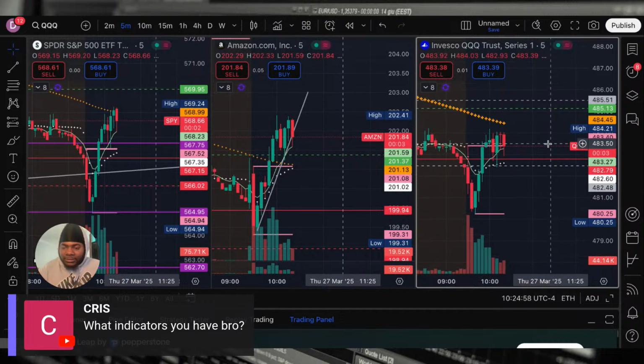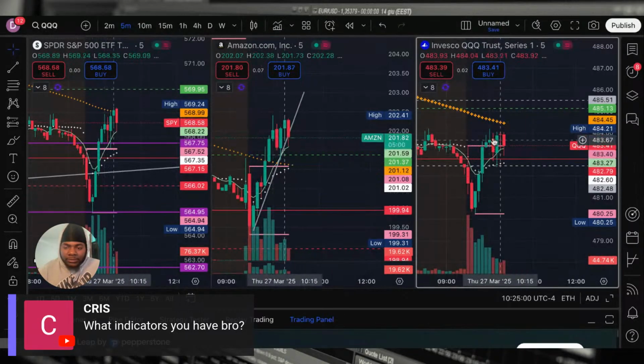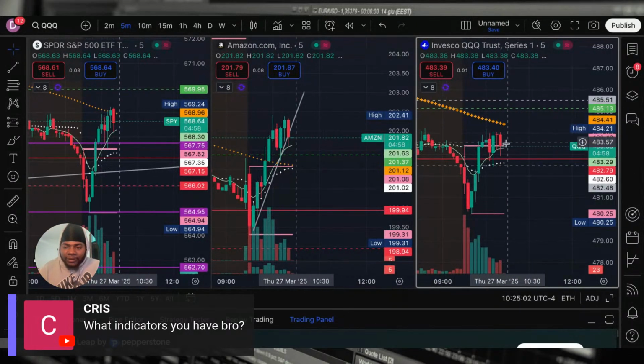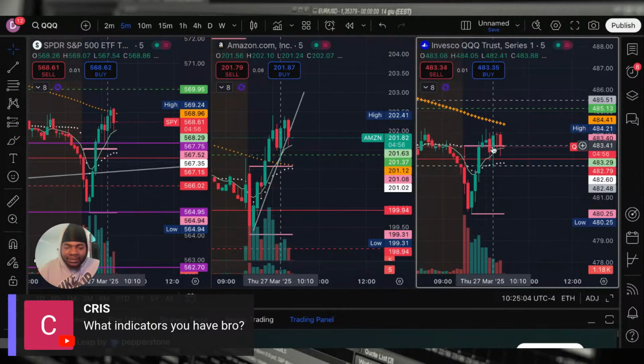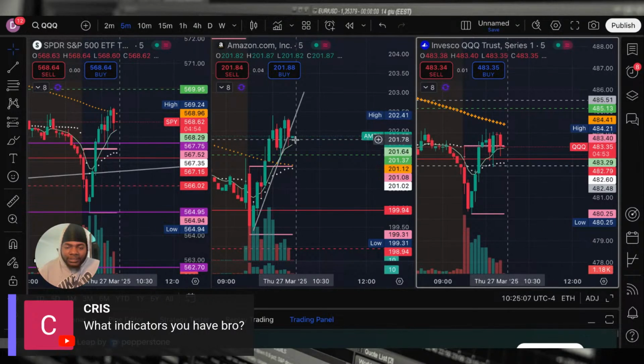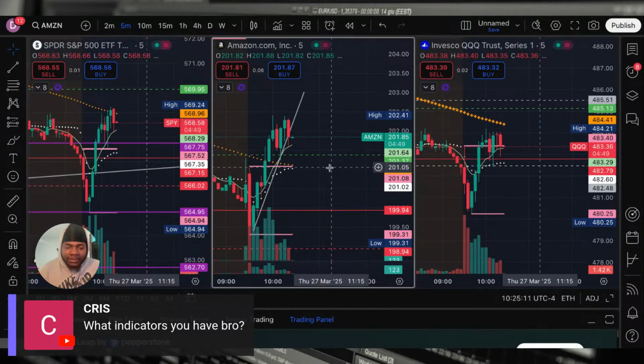QQQ just in a bind right now. Sitting in between 200 moving average, ORB. Yeah. So if this starts moving towards the downside, this trade might be over with. Let's see.